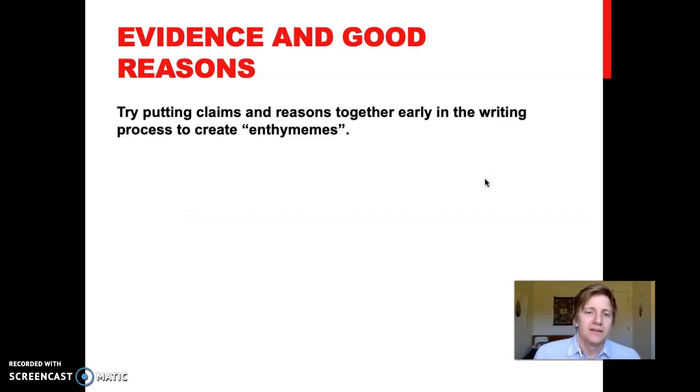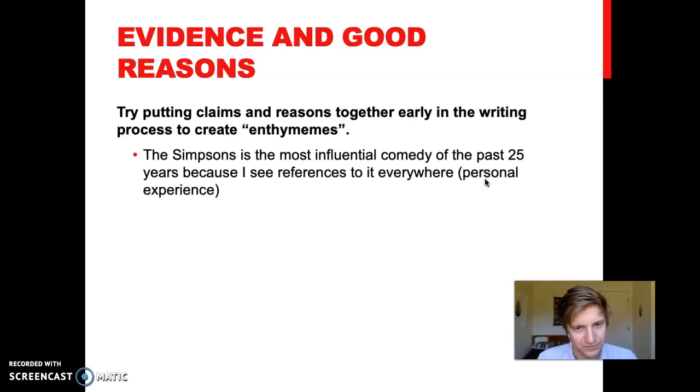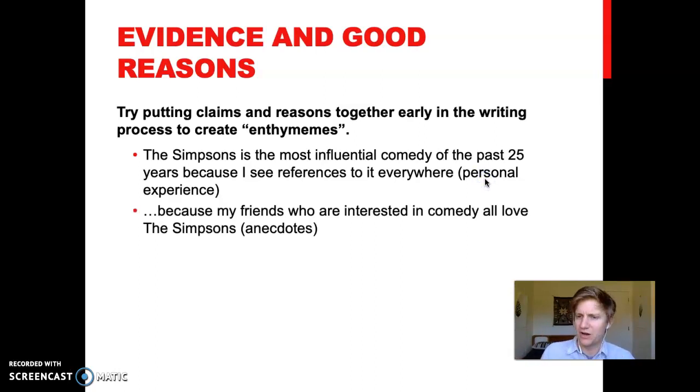Our reading suggests that when we're trying out supporting our claim, we should try putting claims and reasons together early in the writing, and it creates what rhetoricians call an enthymeme. That's not super important that you remember that, but again, I think we all know this. We all have written a paper in which we make a claim and we pair it with some evidence or some good reasons, right? If I want to explore my hypothetical claim here, I might say, The Simpsons is the most influential comedy of the past 25 years, claim, because I see references to it everywhere, right? That's personal experience. That's a reason. I'm going to try it out. I throw it together. That makes a little bit of an argument in brief.